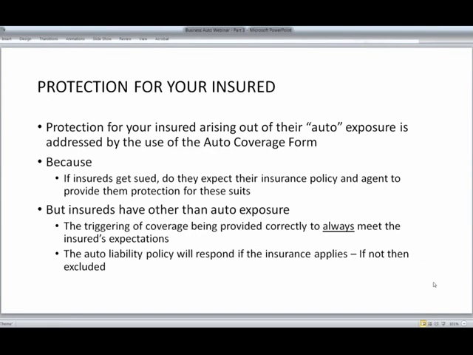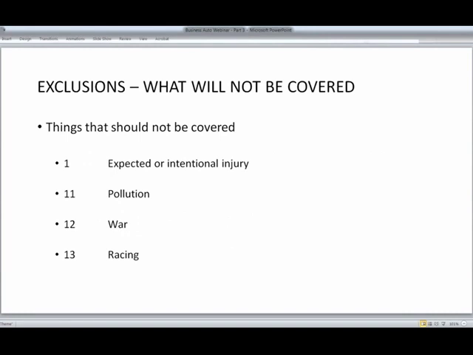The triggering of coverage must always be done correctly to make sure this is achieved. That's what we set up a few minutes ago as we talked about. However, the auto policy will respond if the insuring agreement applies and if it's not excluded. So today we're going to spend time on the parts of the policy where coverage is taken away. In the insuring agreements that we talked about in the last section, we're covering the insured for bodily injury, property damage, and exposures for covered pollution cost and expense. Now let's see where we take coverage away.